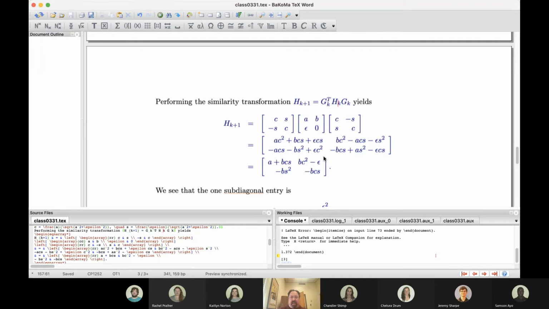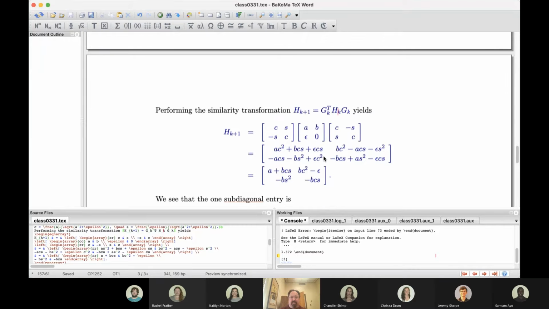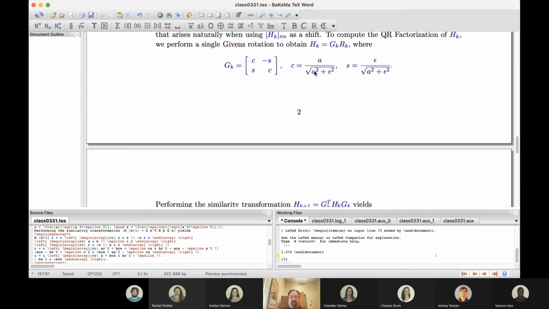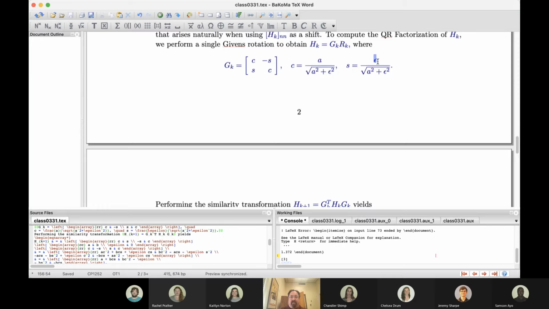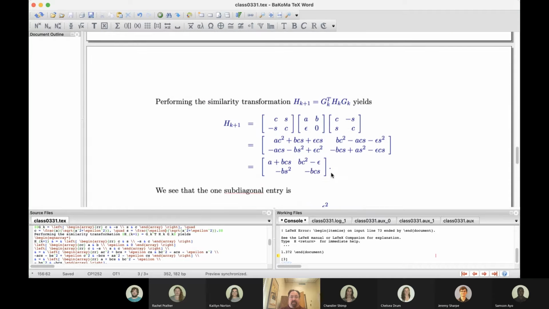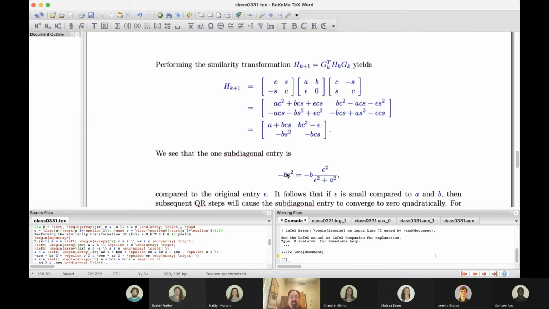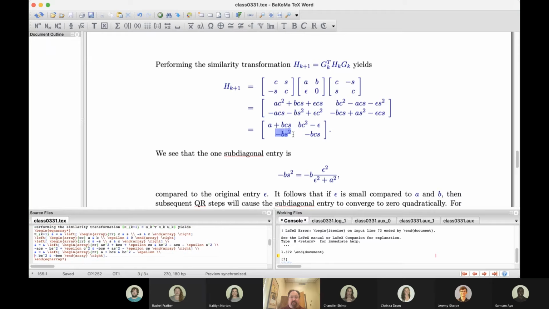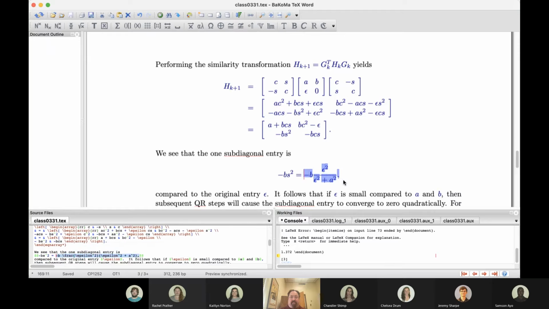But now if I go back to my formulas for the cosine sine pair in my Givens rotation, notice that the sine part is order epsilon. And notice that here, that sine is squared. So if I fill in what my cosine and sine are, well, I really only care about this subdiagonal entry. This is what I get. So sure enough, it's order epsilon squared.